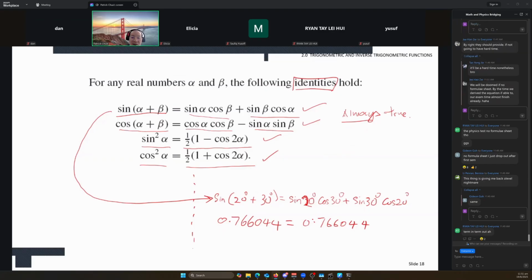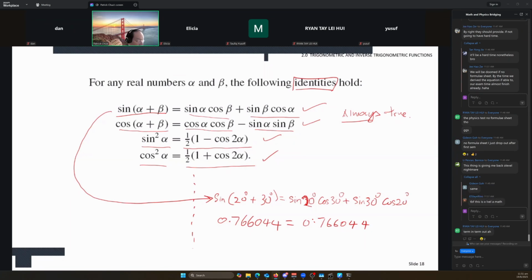That's how you test an identity. You put in some values, apply them to your identities, and you can check that it's all true, that the left-hand side is equal to the right-hand side.